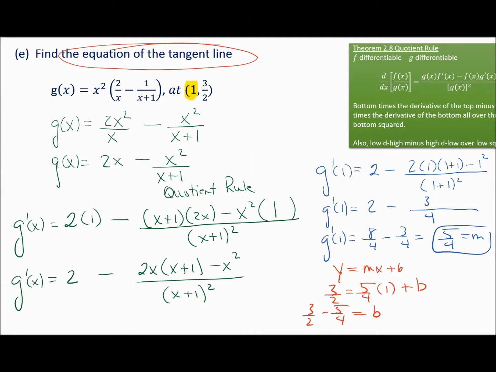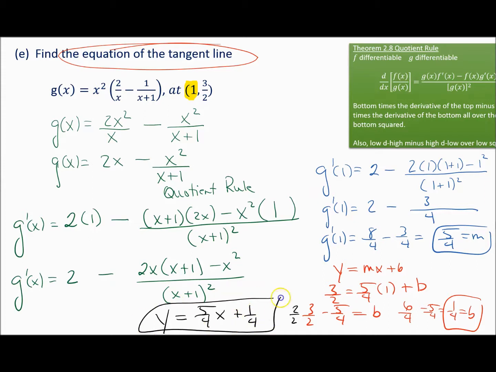Now I need a common denominator. So that's 2 over 2, and that's going to give me 6/4 minus 5/4, which is 1/4 is my b value. Finally, I got a b. So final answer, let's do this in black. Final answer is y is equal to, my m, remember, is my slope, 5/4 x, and my b is 1/4, so plus 1/4. Does that look good?